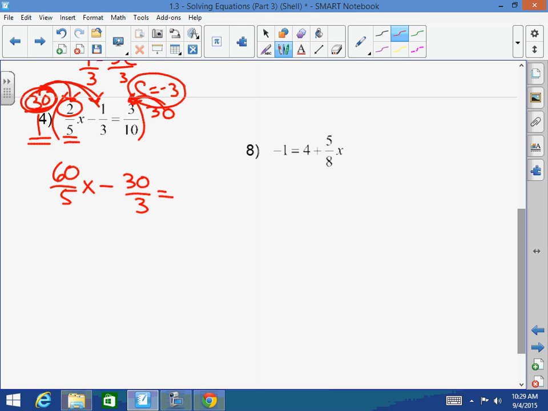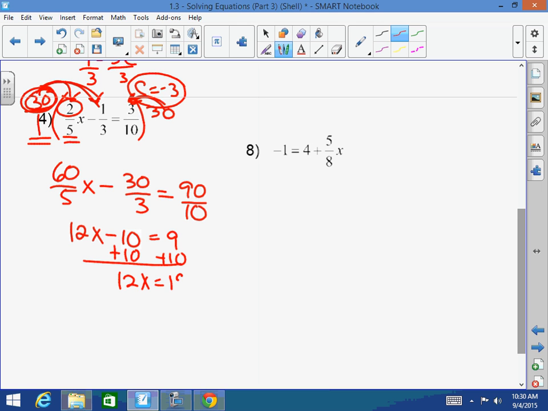Equals 30 times 3 is 90 over 10. And the reason I did this is because now we can simplify all of these, my brother, and get rid of the denominators. 60 divided by 5 is 12x. Done. No denominator. 30 divided by 3 is 10. Done. No denominator. 90 divided by 10 is 9. Done. No denominator. And then from there, again, we add the 10.